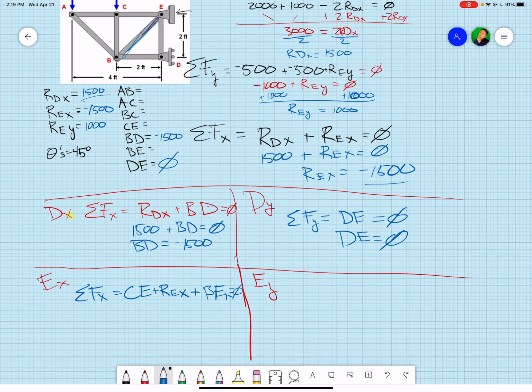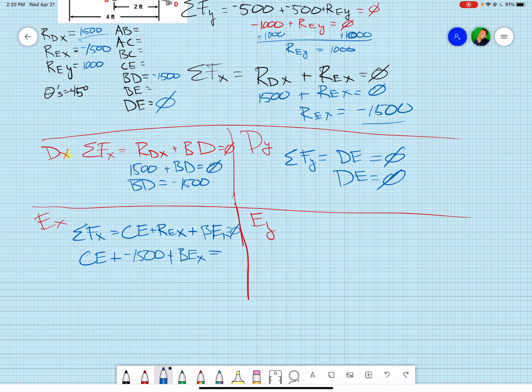We don't have a lot of information here, but let's plug in what we do know. CE we don't know, so I'm going to write CE. REX we do know, it's negative 1,500. And BEX we don't know, we'll just leave it there. We're going to have to come back and do that one. That's adding up to 0.